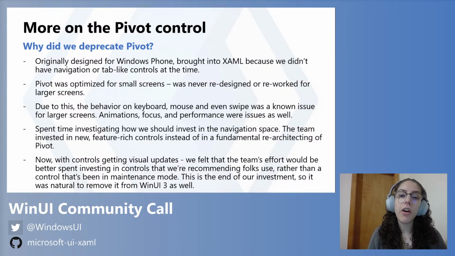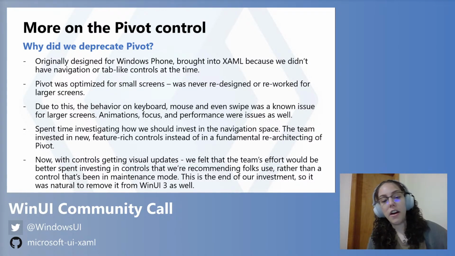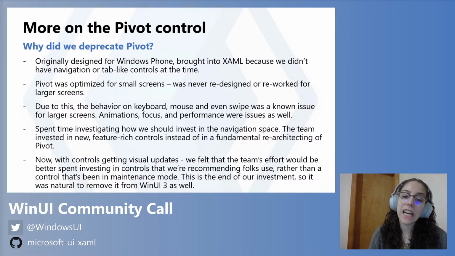So let's talk a little bit about why we deprecated the pivot control. As a lot of you know, Pivot was originally designed for Windows Phone. It was brought into XAML because we didn't really have any other navigation or tab-like controls at that time when we were first starting XAML. Pivot was designed and optimized for smaller screens. It was built for phone, but it was never redesigned or fully reworked for larger screens, which was a focus of XAML. Due to this, the behavior when you're using a keyboard, mouse, and even swipe on a larger screen had lots of known issues.